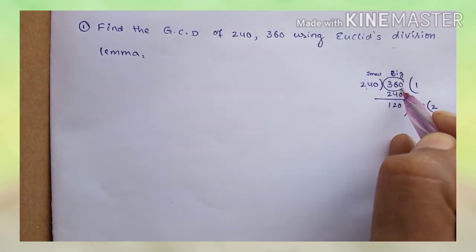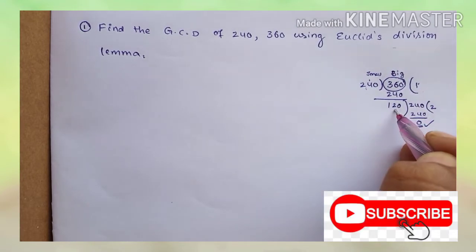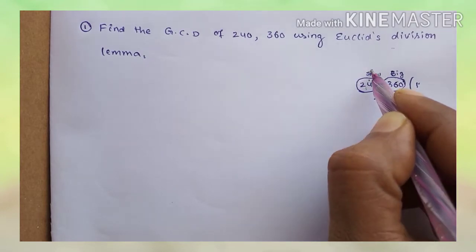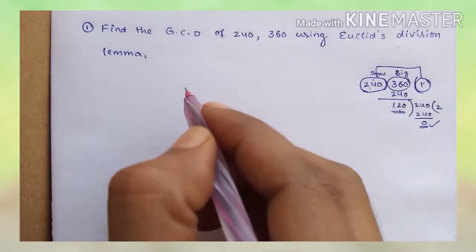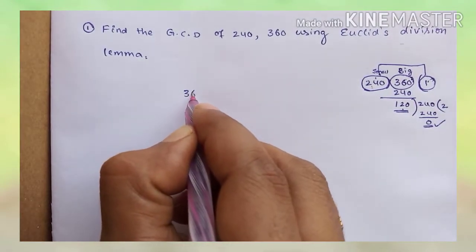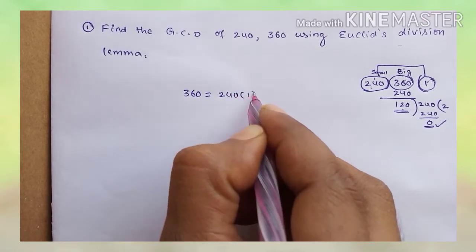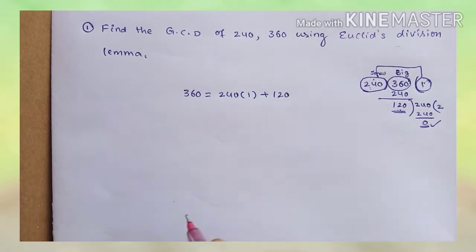Dividend equals divisor into quotient plus remainder. So what can we write? 360 is equal to 240 into 1 plus remainder value 120. So 360 is equal to 240 ones plus remainder 120.